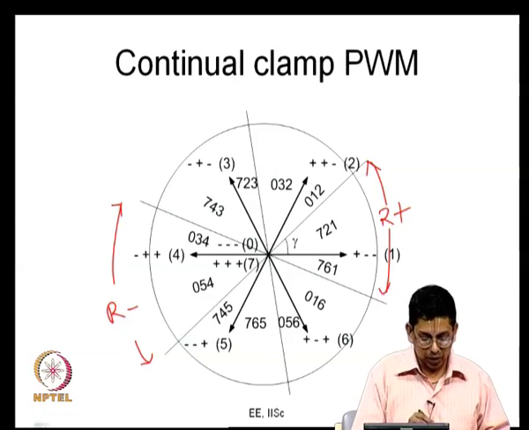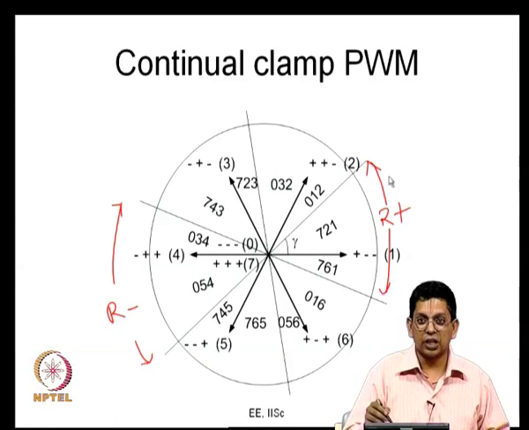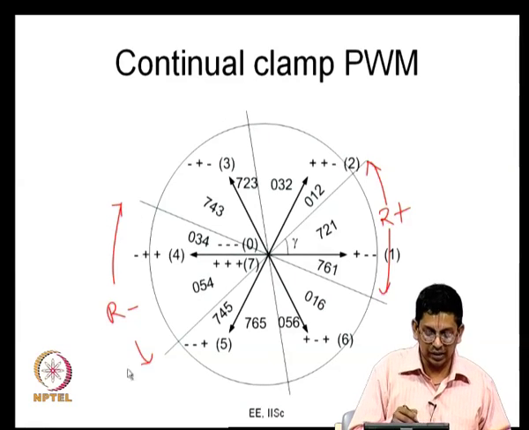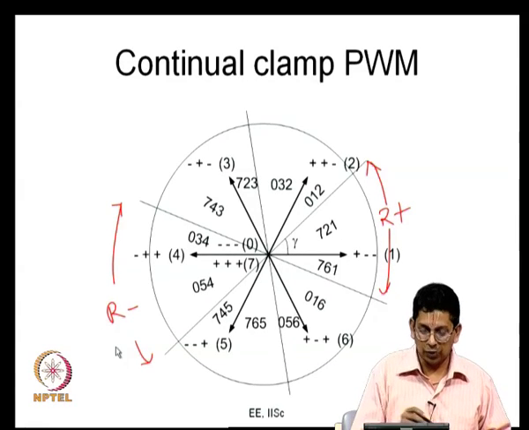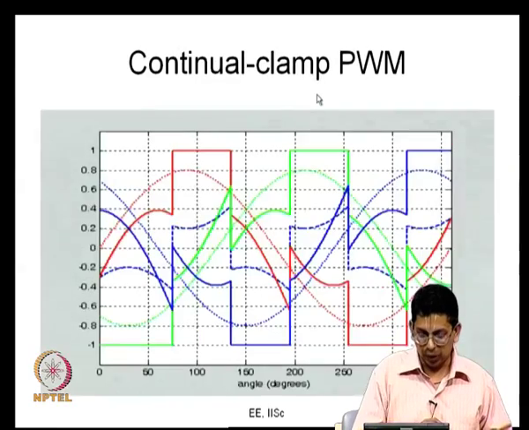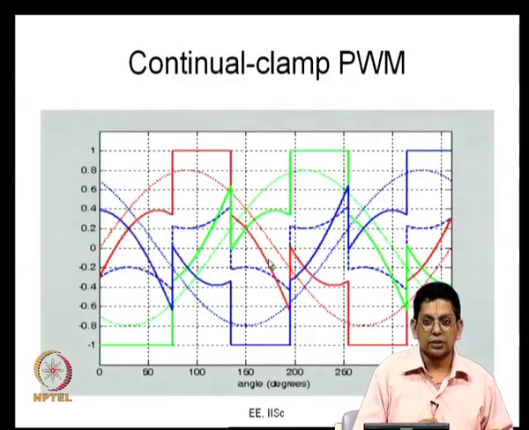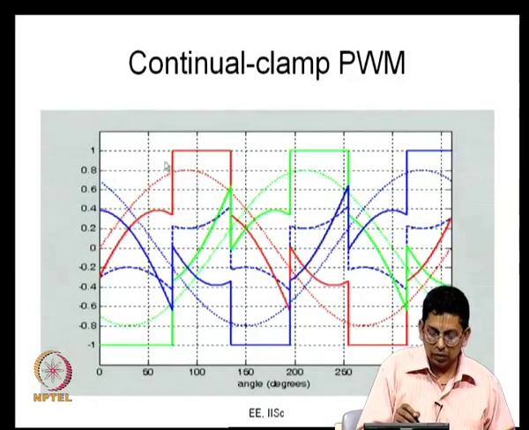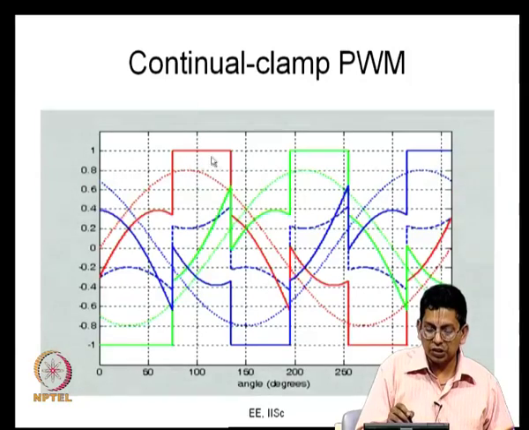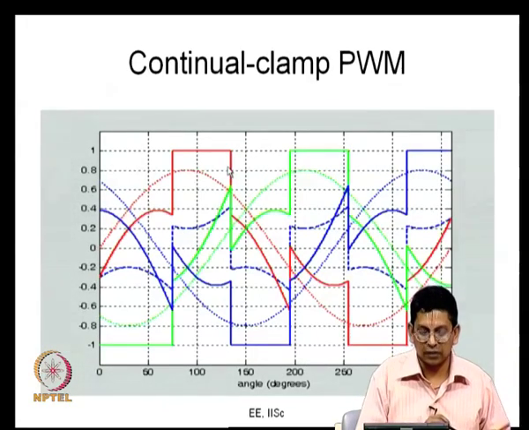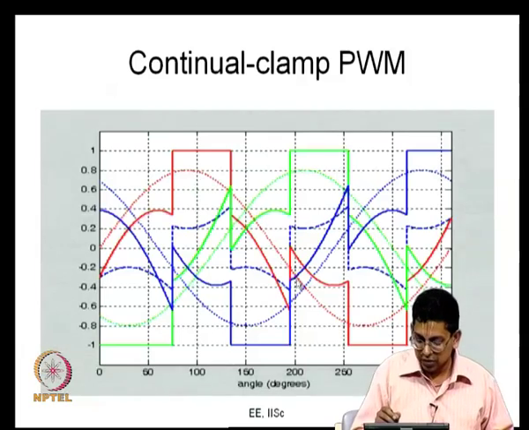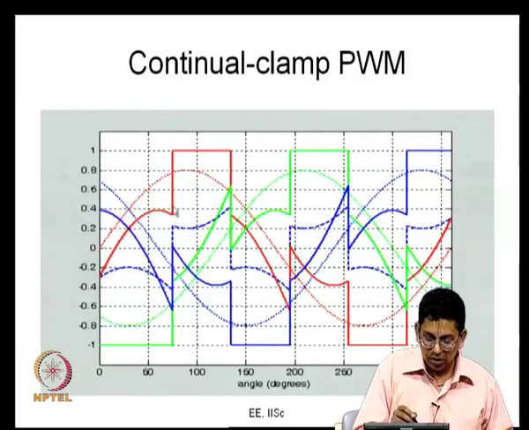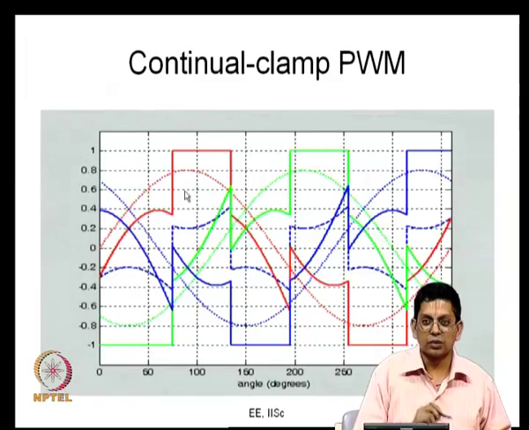So R phase is continuously clamped for a 60 degree duration. Here again it is continuously clamped for a 60 degree duration to the negative bus. Therefore, we call it continual clamp PWM, and the modulating signal would look like this. This depends on the value of gamma. It can start from here for 60 degree duration, and this can be as low as 30 and as high as 90 degrees, and this instant can be as low as 90 and as high as 150 degrees. So, this is your R phase signal, this is the MR and this is the MR star, the modified R phase modulating signal.